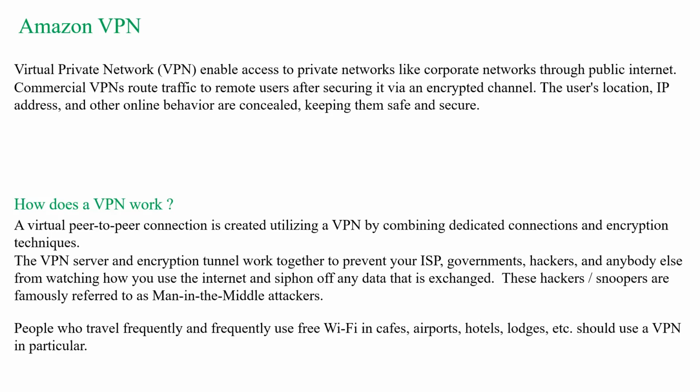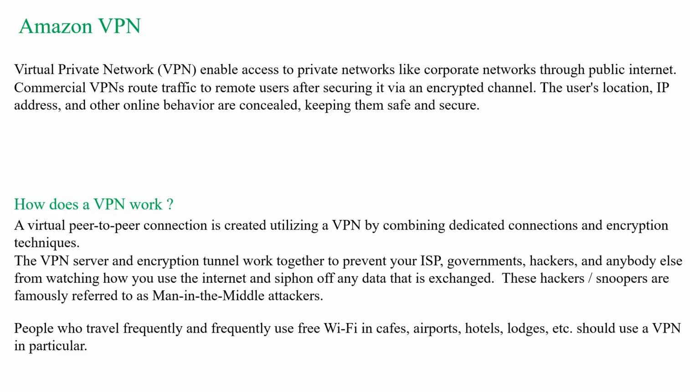That is how a VPN works. A virtual peer-to-peer connection is created utilizing a VPN by combining dedicated connections and encryption techniques. So the VPN server and the encryption tunnel work together to prevent your ISP, that is Internet Service Provider, government organizations, hackers, and anybody else from watching how you use the internet and even spying on any kind of data that is getting exchanged. It is near impossible.